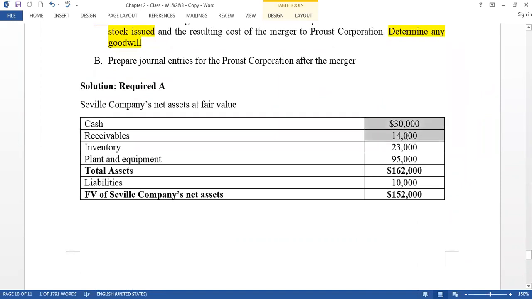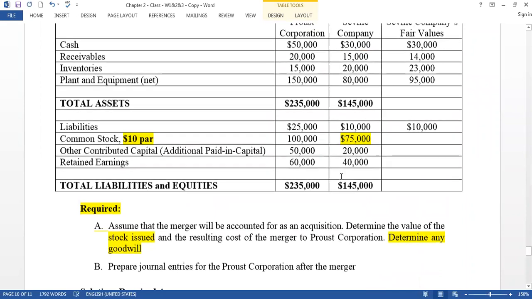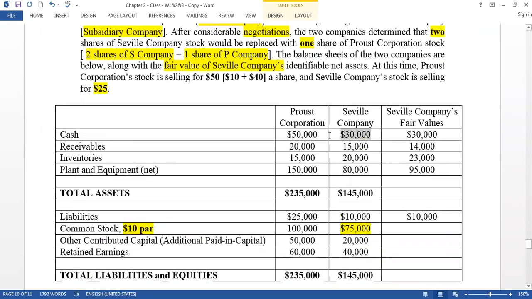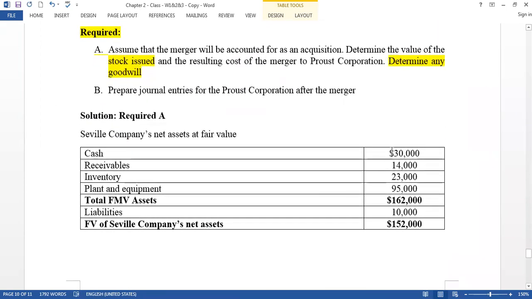So this is the fair market value of their assets. So total fair market value. According to this question, you can see that they also buy their cash, right? But can you remember the previous question? The previous question said that they did not buy their cash. So please read the question carefully. This question says that they buy their cash, receivables, inventory, and equipment, and this is the total fair market value of the assets. This is the fair market value of liabilities, and net asset is $152,000.